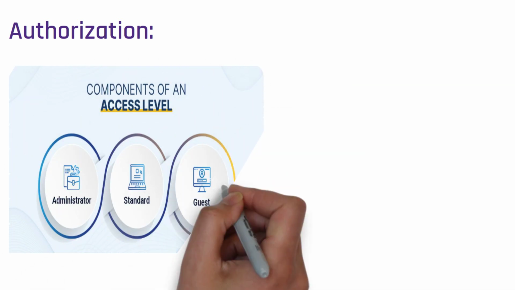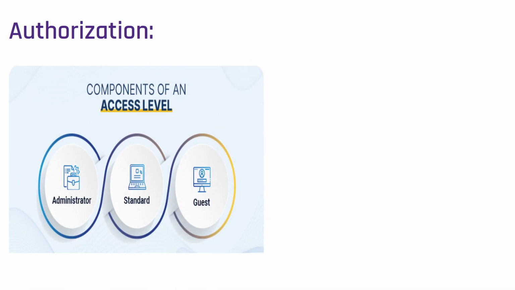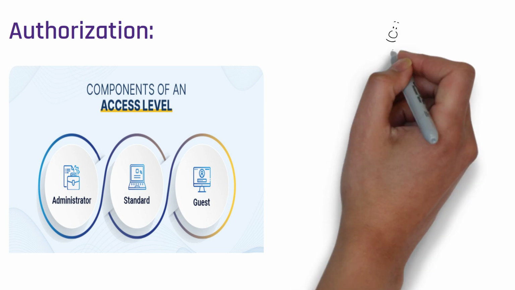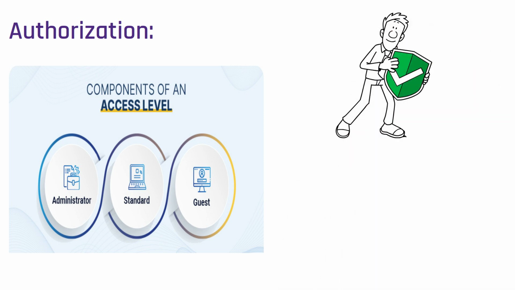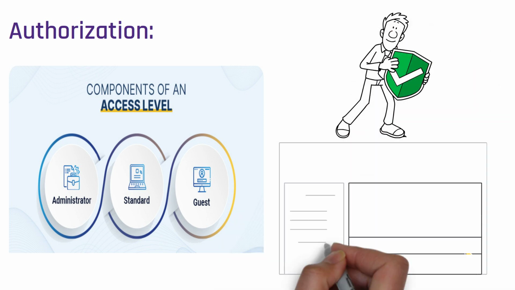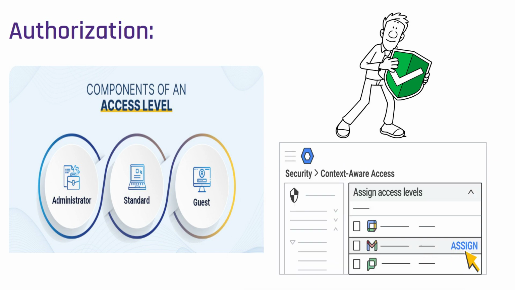The next model of the AAA is authorization. Authorization is granting the correct level of access based on the user credentials. This basically means that the right people should have the right level of access.